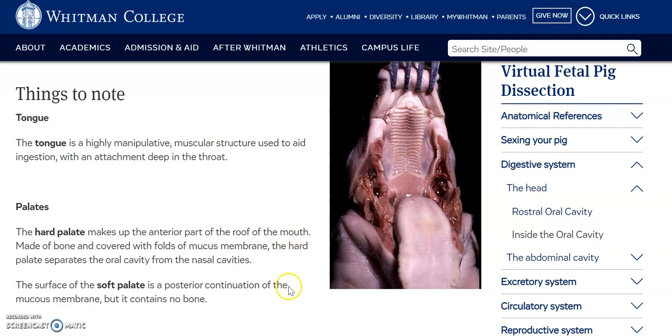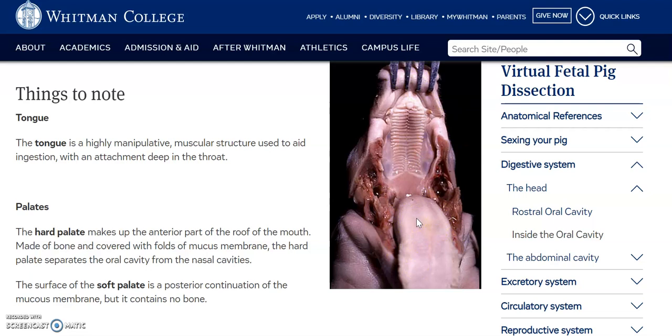Now you have these things called different palates. You have the hard palate. It's hard because it's made of bone, and this separates your oral cavity, your mouth, from your nasal cavity. Right above here is your nasal cavity because this is the nose. And then this obviously is your mouth.